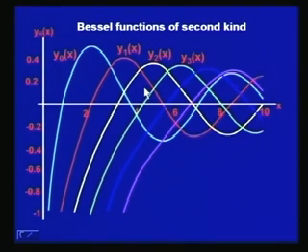This picture shows us the graphs of Bessel functions of the second kind. This is the graph of Y_0(x), this is the graph of Y_1(x), then we have the graph of Y_2(x), Y_3(x), and so on.